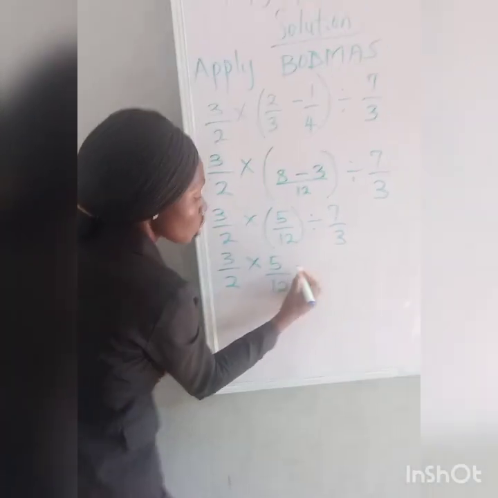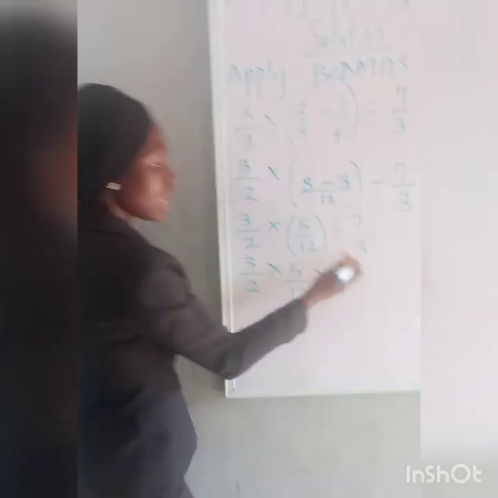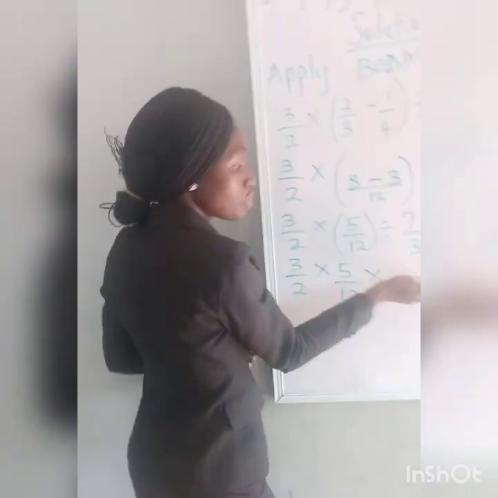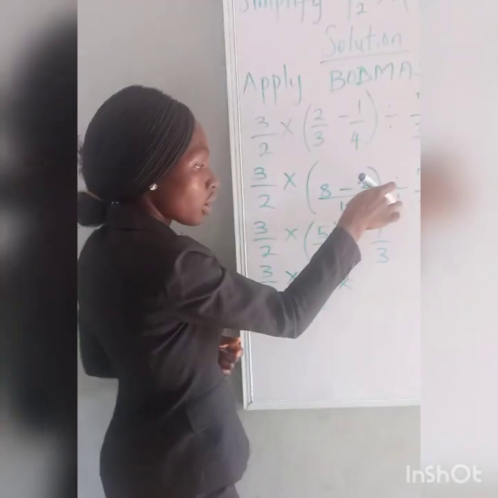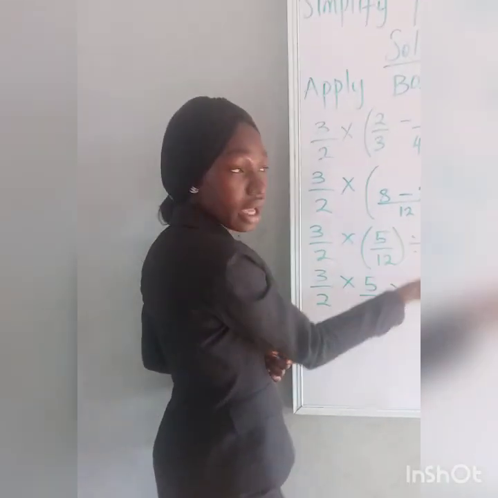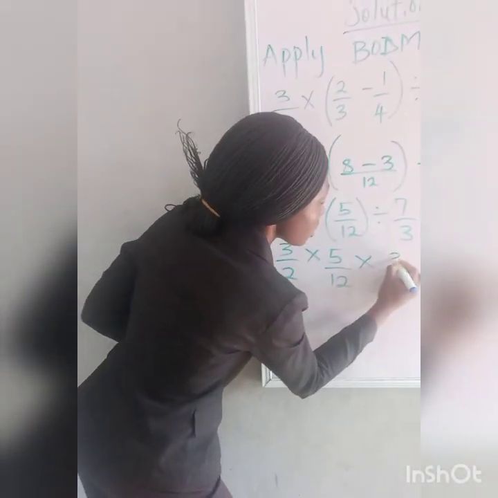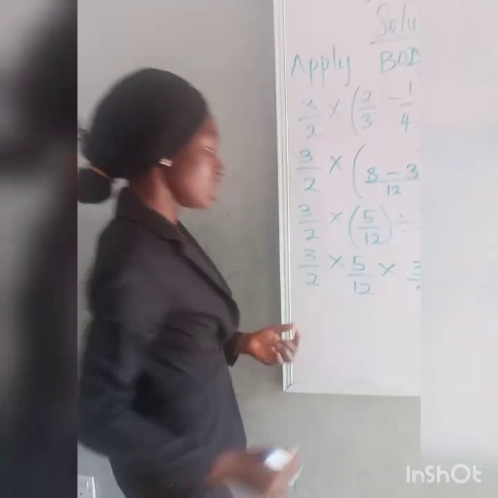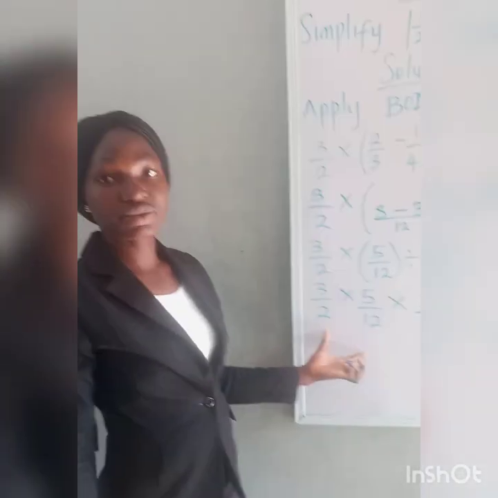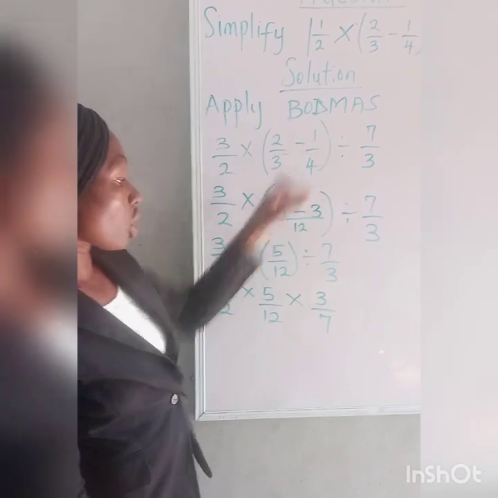Instead of writing this division, you rather put times. Then this one at the top will be down here. This denominator will come here, the numerator here will come down. So we have 3 over 7. Now you can see that everything now has multiplication. Now you are done with your division.